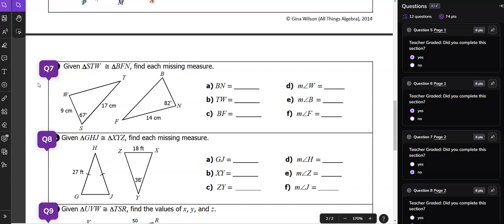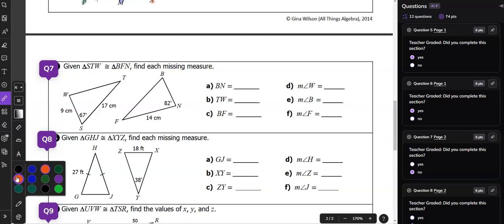All right, number 7. Given that triangle STW is congruent to triangle BFN. So again, let's go ahead and mark our congruent markings on the congruency statement. So orange with orange. Again, I'm going to go ahead and mark S and B. T and F are both in the middle. So again, we're going to go with T and F. They're going to be marked congruent. And then W and N, W and N.